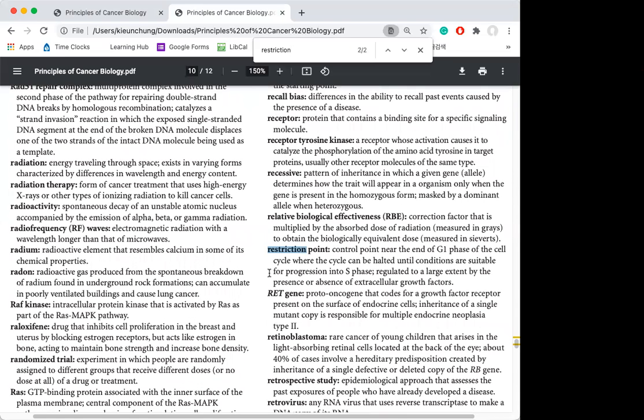Restriction point. Control point near the end of G1 phase of the cell cycle, where the cycle can be halted until conditions are suitable for progression into S phase, regulated to a large extent by the presence or absence of extracellular growth factors.